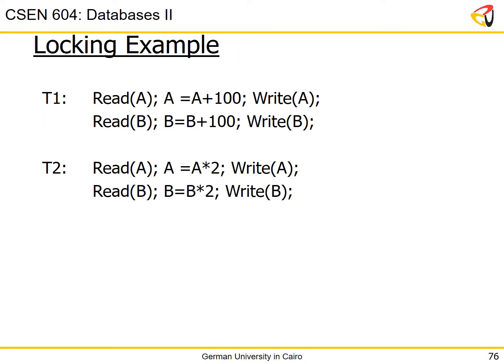So let's see an example now with locks, these things that are inserted by the scheduler. So you see here a simple example, two transactions. The first one, T1, is reading A, adding 100 and writing it back, reading B, adding 100 and writing it back. Now the second transaction is reading A, multiplying A by 2, writing it back, reading B, multiplying it by 2 and writing it back.